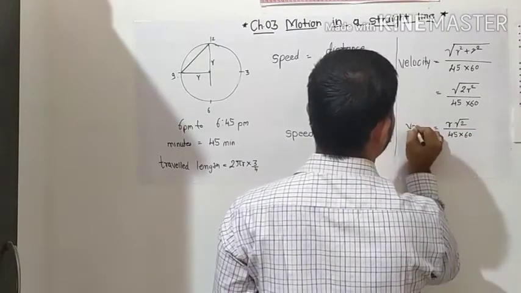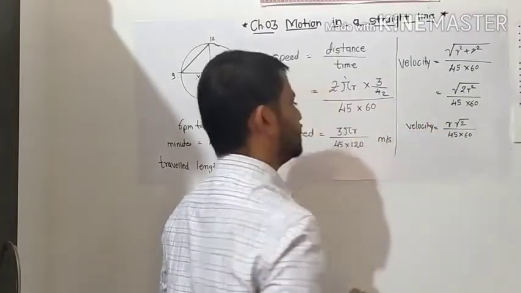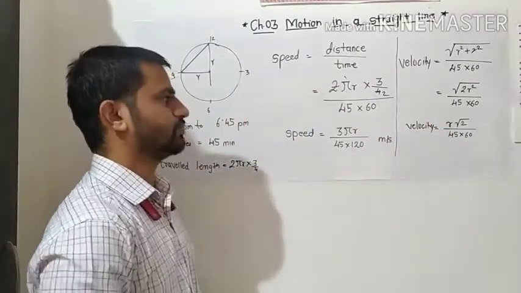So if we look at these two terms, we come to know that the velocity is less than the speed.